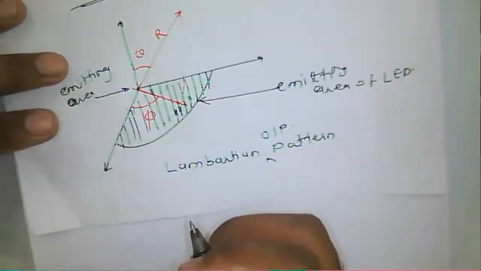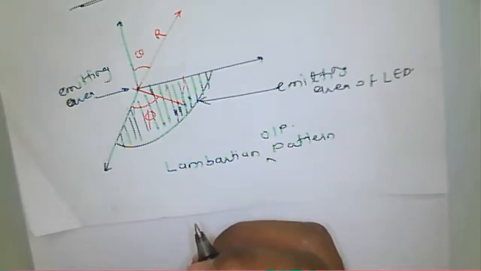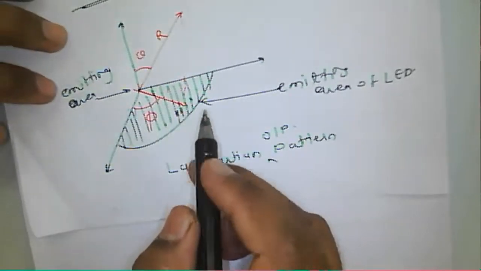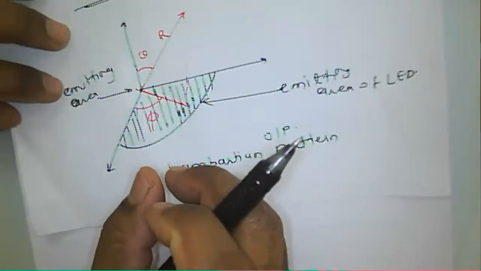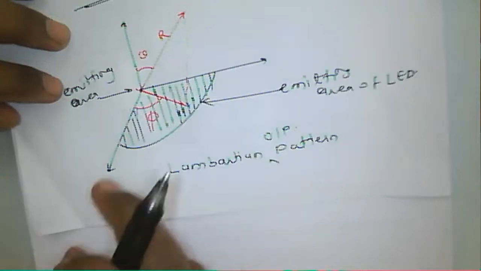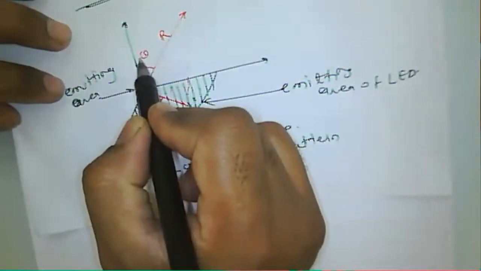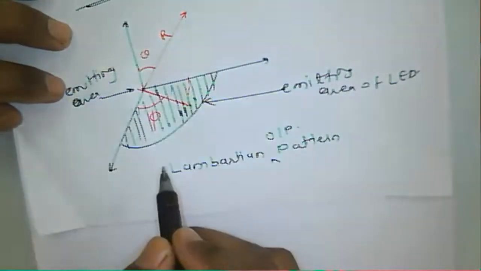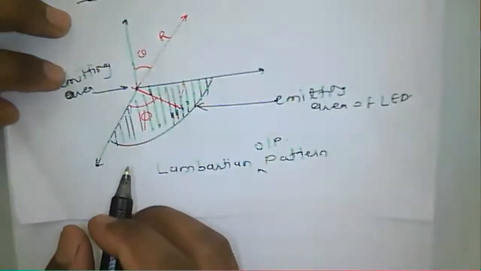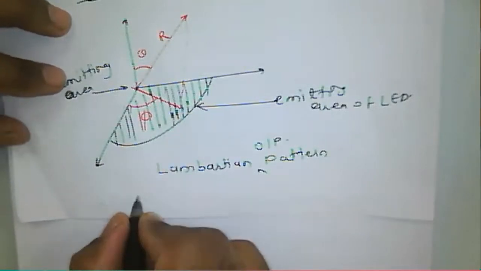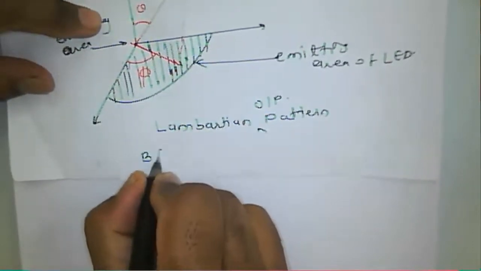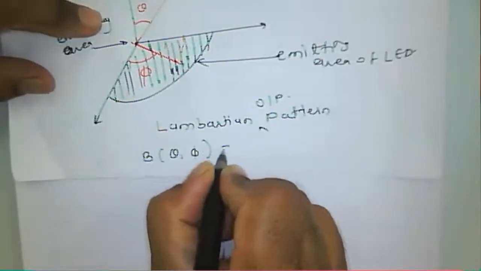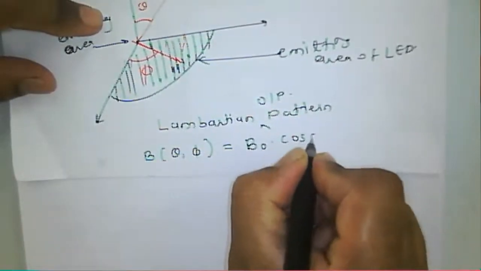So in this case, whatever power is delivered at an angle theta will be measured in terms of the relative emitting area, and that depends upon the angle theta normal to this emitting area. So we can express the emission of a Lambertian pattern as B of theta comma phi equal to B0 cos of theta.